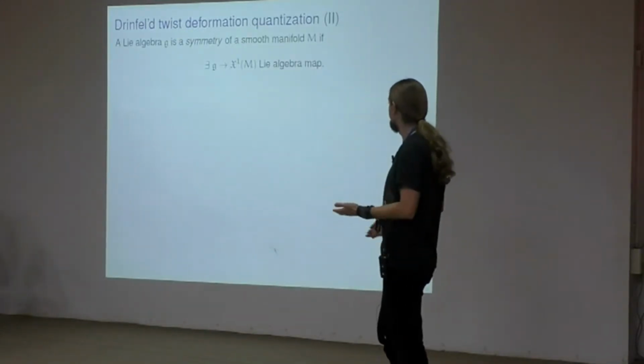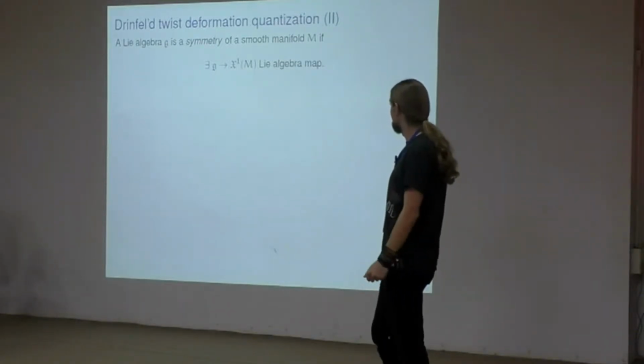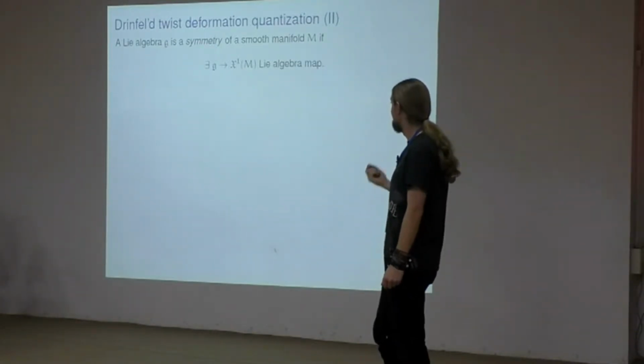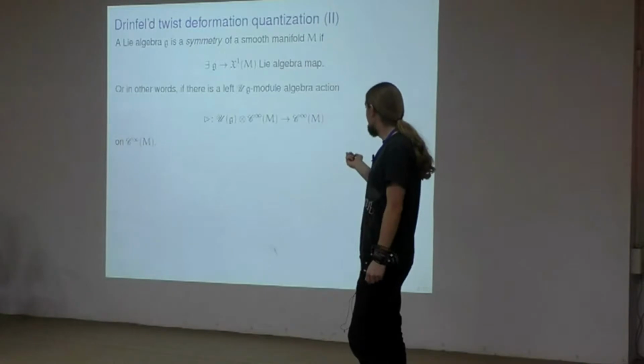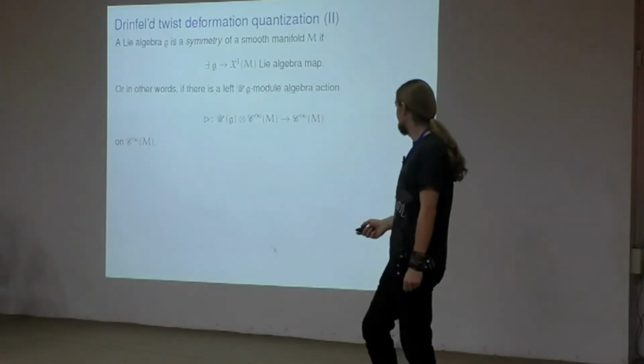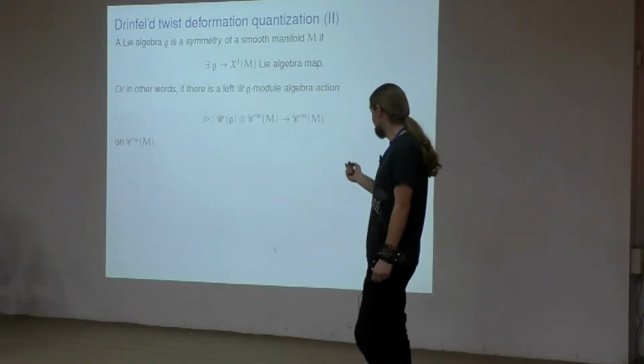Okay, then symmetry. What is a symmetry of a smooth manifold? I would say that it's if you have a Lie algebra G, such that there's a Lie algebra map into the smooth vector fields of the manifold, which basically means, in other words, that you have a UG module algebra action on the smooth functions.